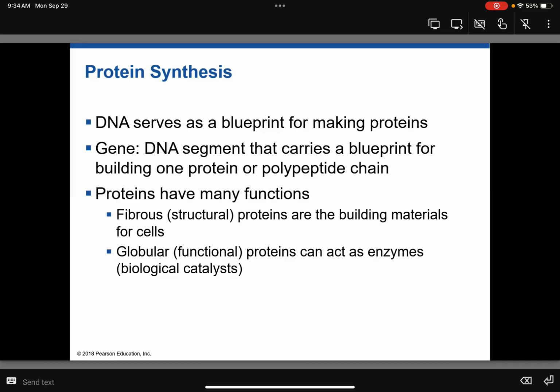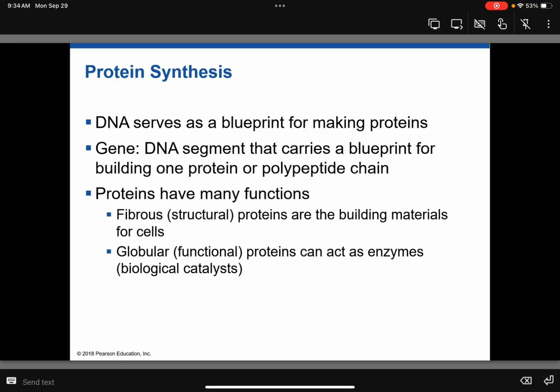So DNA is the blueprint for making proteins. Proteins are basically what is responsible for our body functioning as a whole. If we didn't make the proteins, then we would not be able to do basically anything. We have to have those proteins to serve different functions, different jobs.